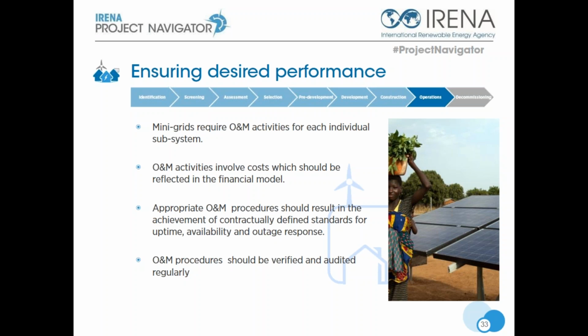O&M practices involving periodic maintenance and operating procedures usually involve a cost, and this should be budgeted in the financial model. If the O&M procedures are followed properly, then they will result in the achievement and preservation of the contractually defined standards, and these usually include uptime, availability, and outage response. Audits may and should be conducted by a third party to ensure the compliance with contract terms for the operational performance. Finally, the O&M procedures should be consistently verified.